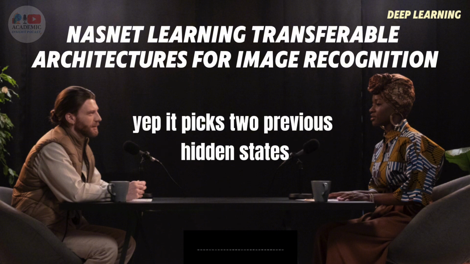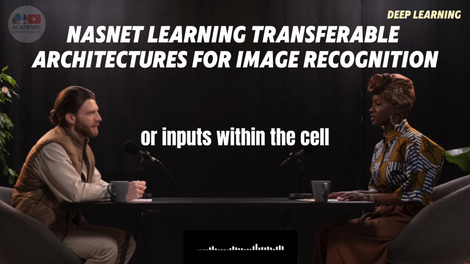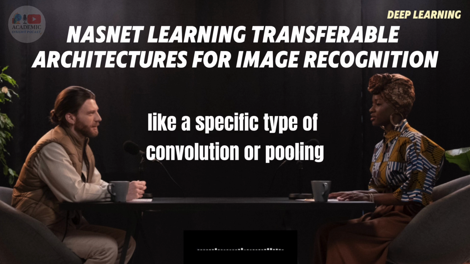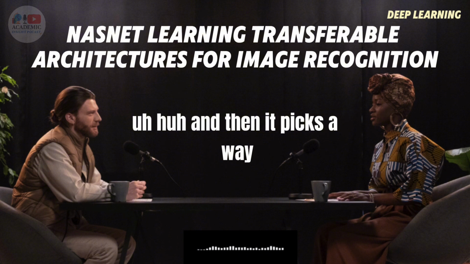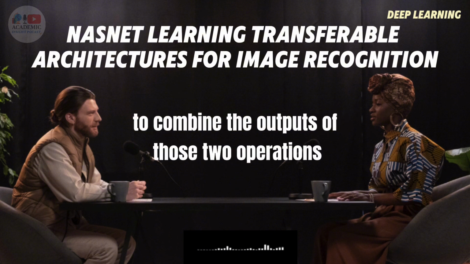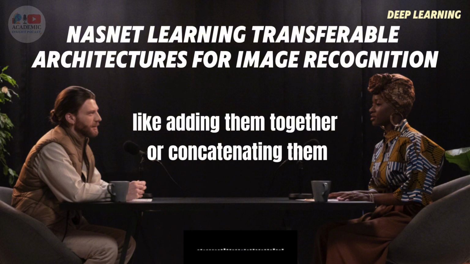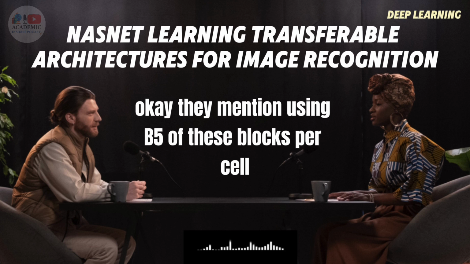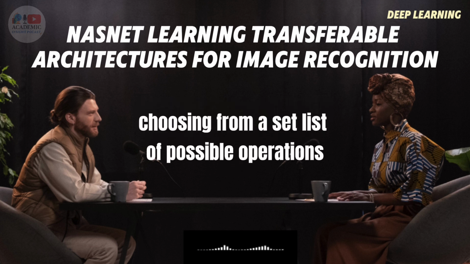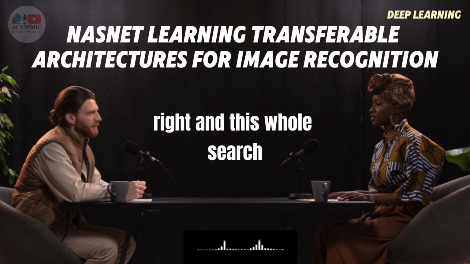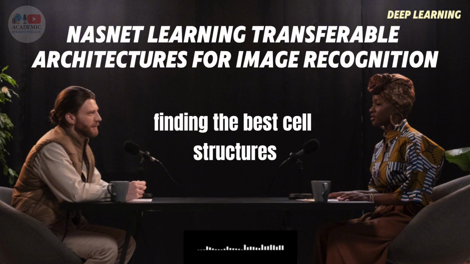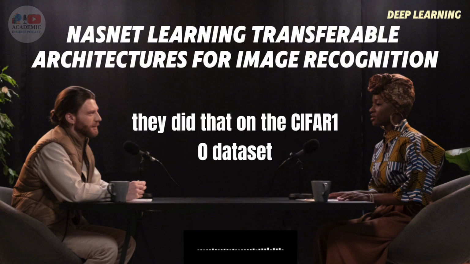It picks 2 previous hidden states or inputs within the cell, picks an operation for each one, like a specific type of convolution or pooling, and then it picks a way to combine the outputs of those 2 operations, like adding them together or concatenating them. Okay. They mention using 5 of these blocks per cell in their experiments, choosing from a set list of possible operations. Right. And this whole search, finding the best cell structures, they did that on the CIFAR-10 dataset, the one with the tiny images.